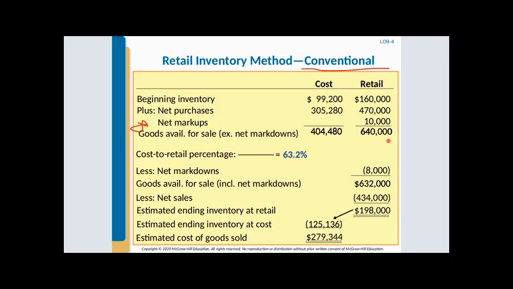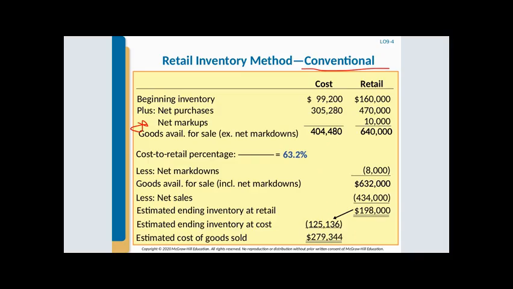So once we have calculated the ratio, then we subtract our net markdowns from our retail column here to arrive at our goods available for sale. Then we subtract our net sales at retail. We arrive at our ending inventory at retail. We take this 198,000, multiply it by the 63.2% to arrive at our ending inventory at cost. And then we can calculate our cost of goods sold.